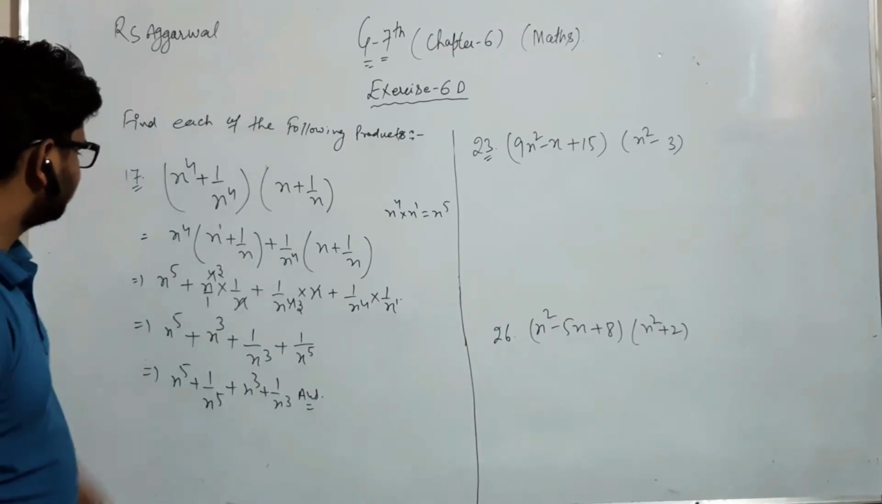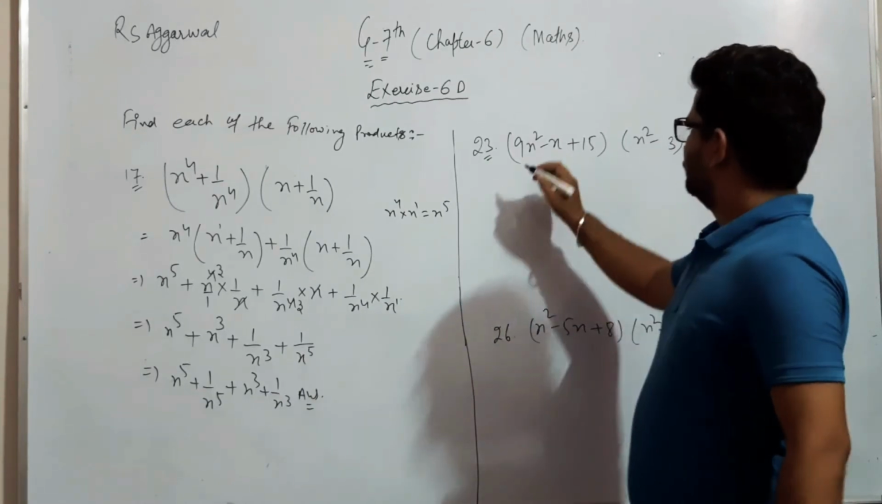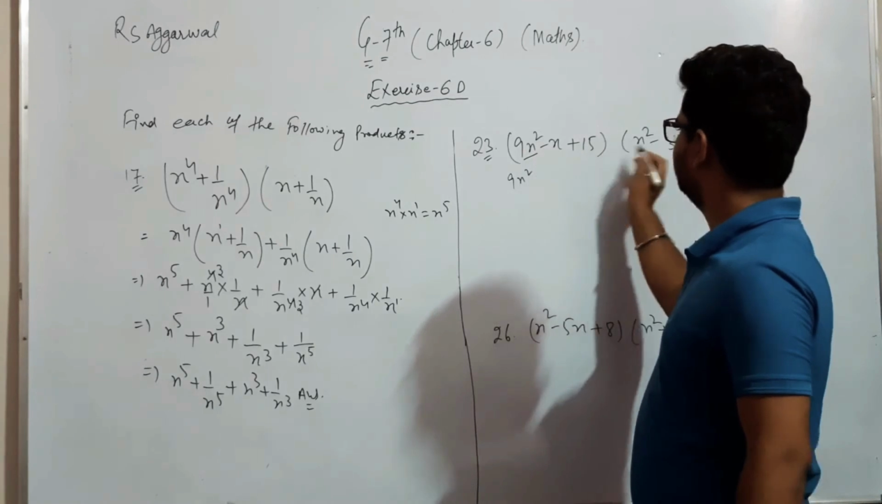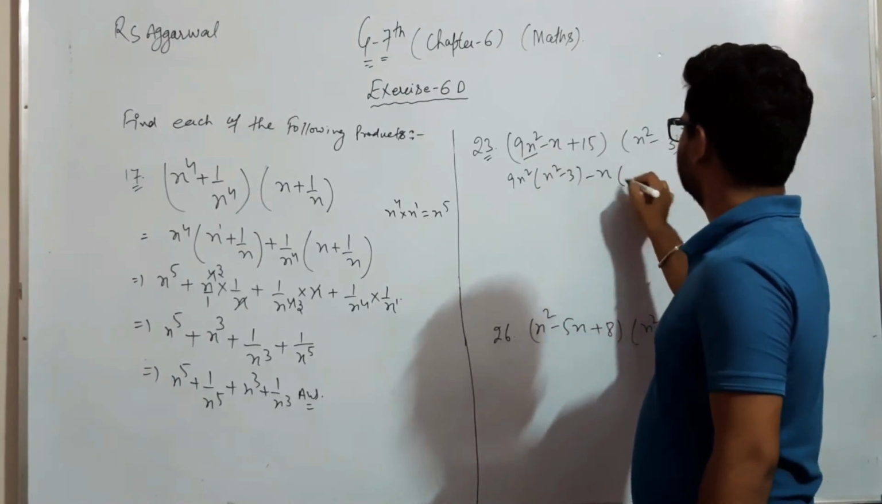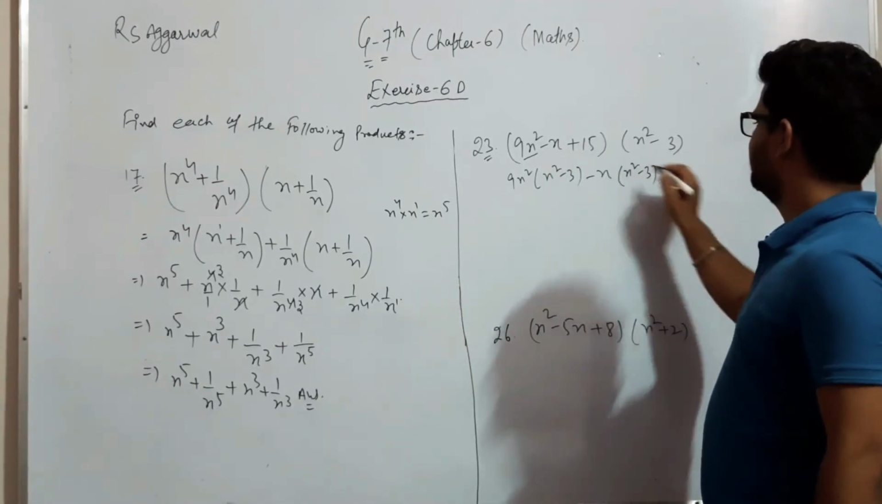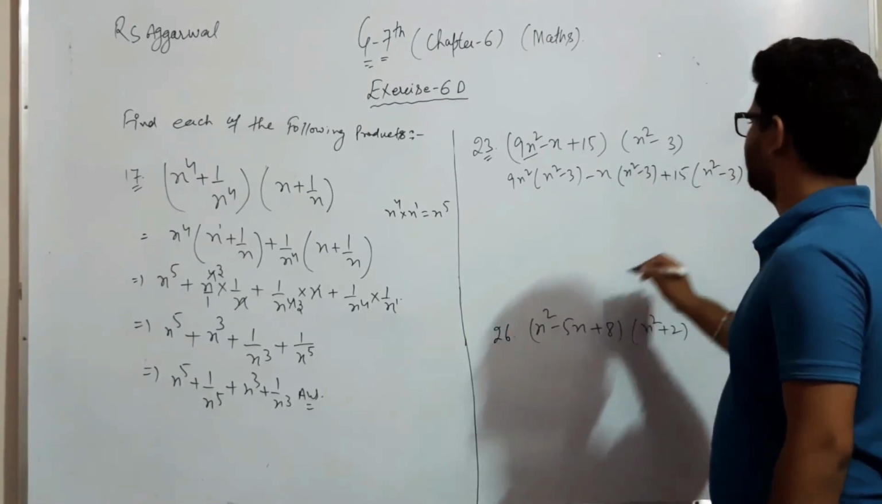So this is the answer of question 17. Next we are doing question number 23. So this is 9x^2 multiplied with the whole of x^2 minus 3, then minus x is multiplied with x^2 minus 3, then plus 15, and this is whole multiplied with x^2 minus 3.